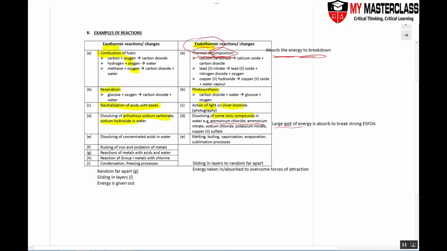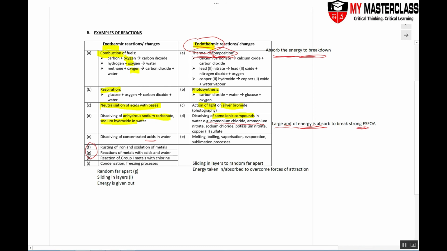Why is dissolving endothermic? Because a large amount of energy is absorbed, and when I absorb energy, it is endothermic. This energy that is absorbed is used to break the strong electrostatic forces of attraction of my ionic compound. Dissolving concentrated acids is exothermic. Then rusting, metals reacting with acid, and metals reacting with chlorine. Good to know. These are all exothermic.